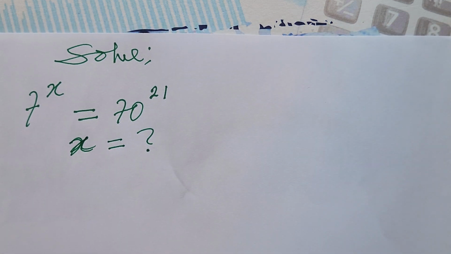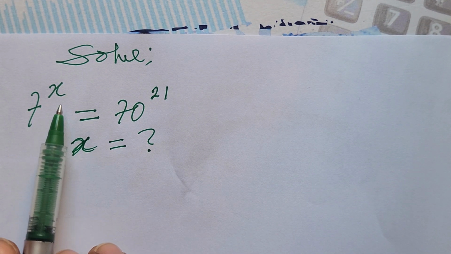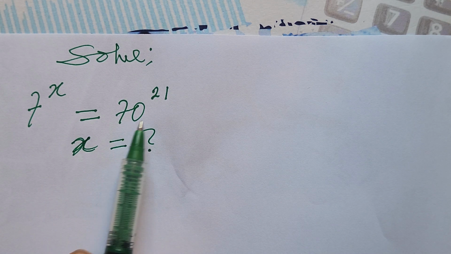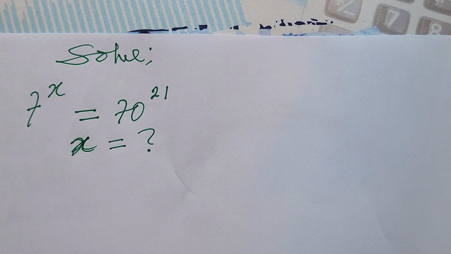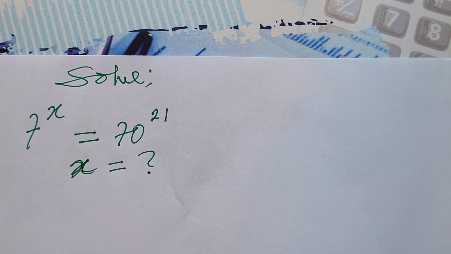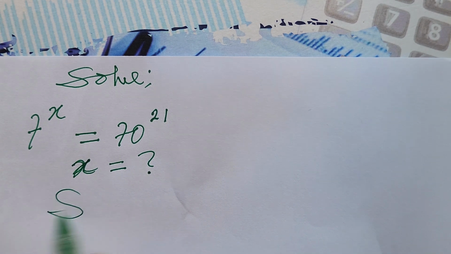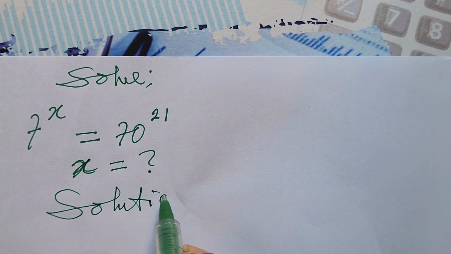So the question is: solve 7 to the power of x equals 70 to the power of 21. So what is x here now? Easy. So let's take our solution.